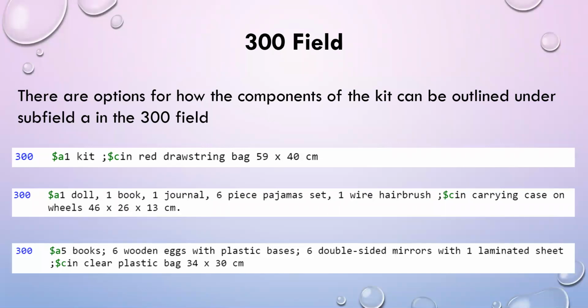Yeah. I think it's a comma. So you think that third one is wrong? I think the third one is wrong. So it should be 5 books, comma, 6 wooden eggs with plastic. Yeah, I think so. Okay. But I'm not sure. I'd have to look it up. But it's just more in the slides.